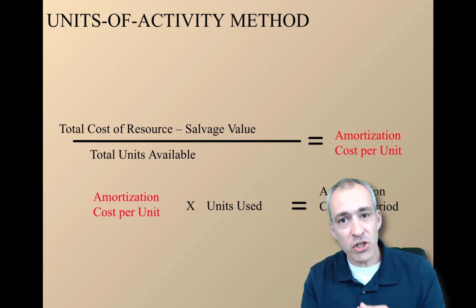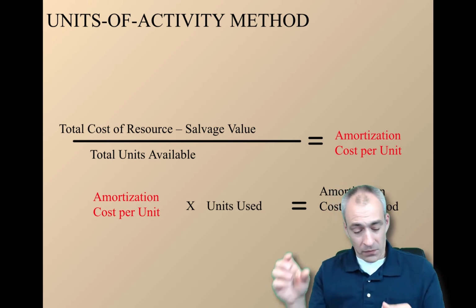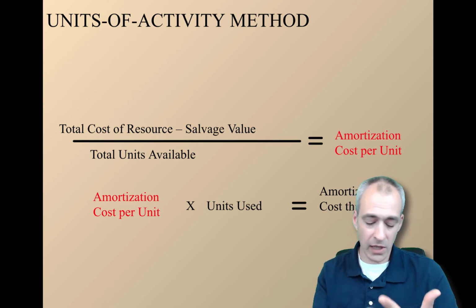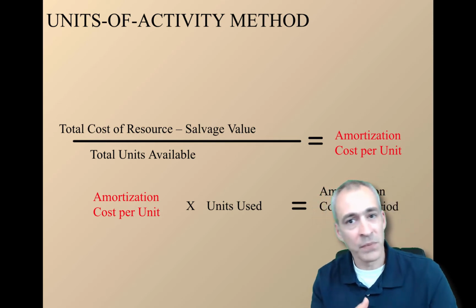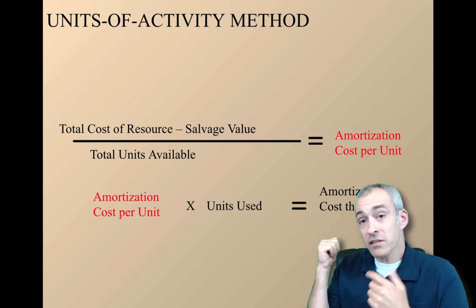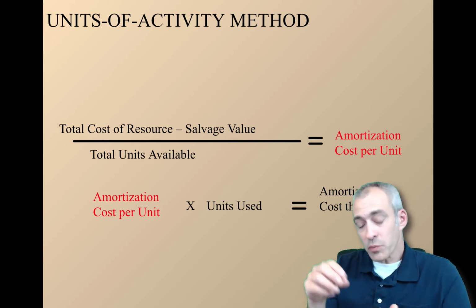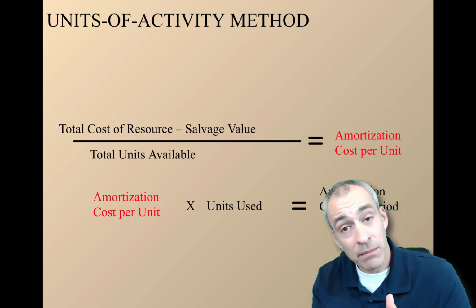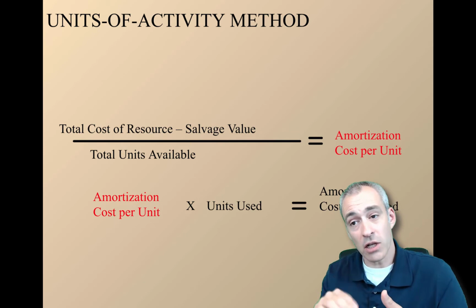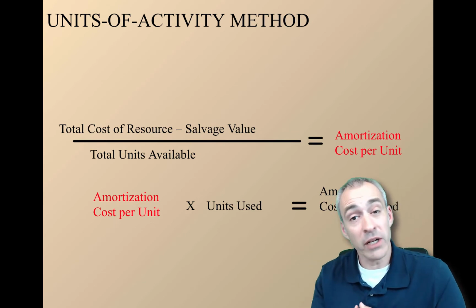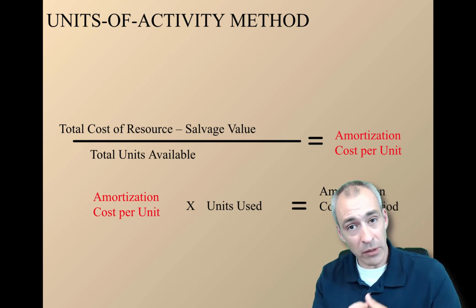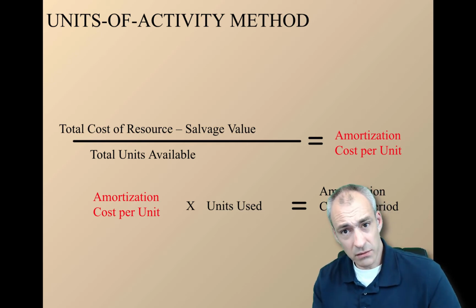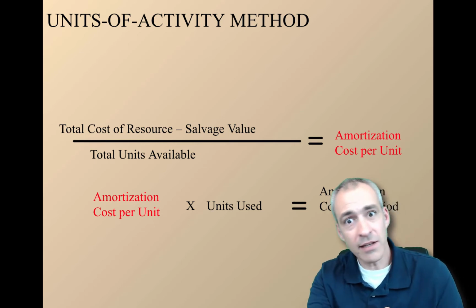So hours of machining, kilometers of travel, barrels of oil in an oil well, tons of ore in an ore mine, whatever, right? That'll give you the cost of amortization per unit, whether it's per ton, per hour, whatever. The second step down below is then to apply it. Once you have that amortization cost per unit, you multiply it by however many units were used, consumed during the accounting period, and that gives you your expense for that period. Make sense? If not, get in touch.